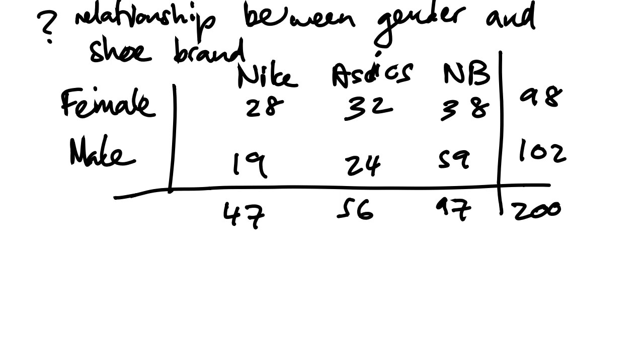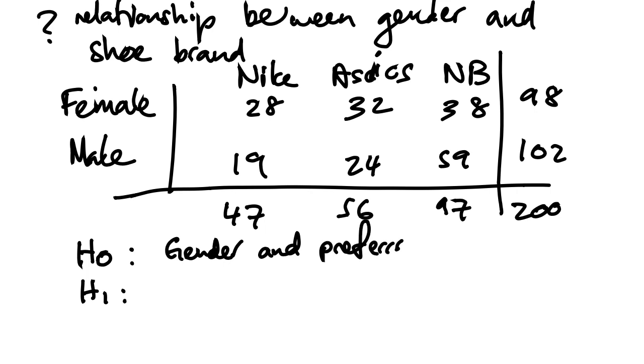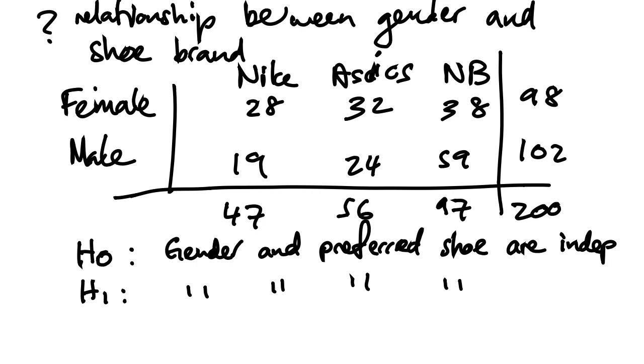So what you would do for all hypothesis tests is state what H0 is and what H1 is. Now for the chi-square test, you need to remember that H0 will always be the case where the variables are independent, or in other words, there's no relationship. So one way of stating this is: gender and preferred shoe brand are independent. And then for H1, you could simply say the same thing. It's basically not H0, so H0 is false. So it'll be gender and preferred shoe are, instead of independent, dependent. It's the opposite of that.